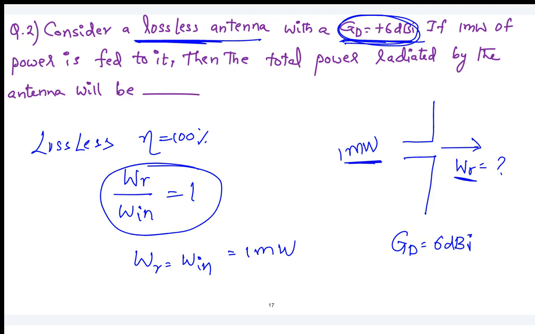Gain is no matter here. Gain is a different thing: how efficiently it can radiate compared to the isotropic. So that is a different thing. But what is the question he is asked here? How much power is radiated when you give 1 milliwatt of power?